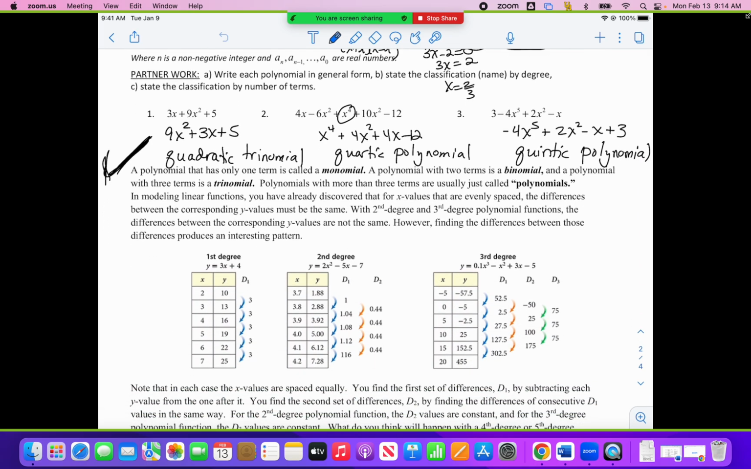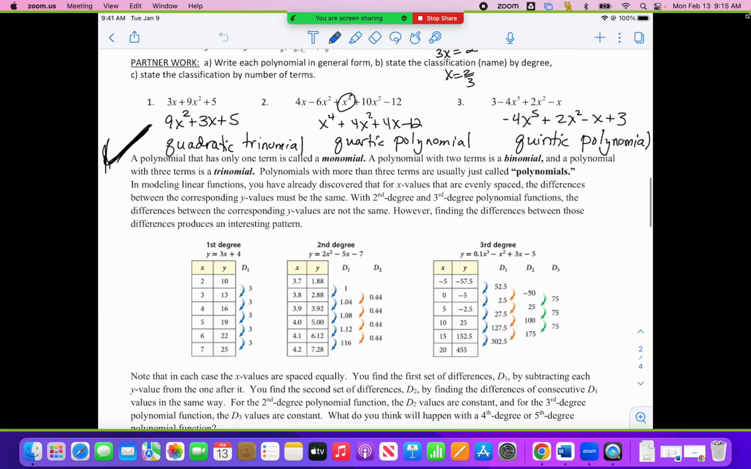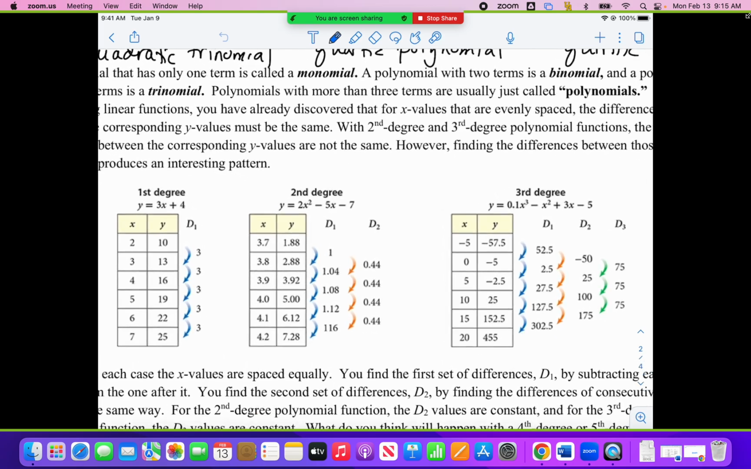All right. In modeling linear functions, you have already discovered that for x values that are evenly spaced, the differences between the corresponding y values must be the same. That was the slope or the rate of change. With second and third degree polynomials, the differences between the corresponding values are not the same. However, finding the differences produces an interesting pattern.